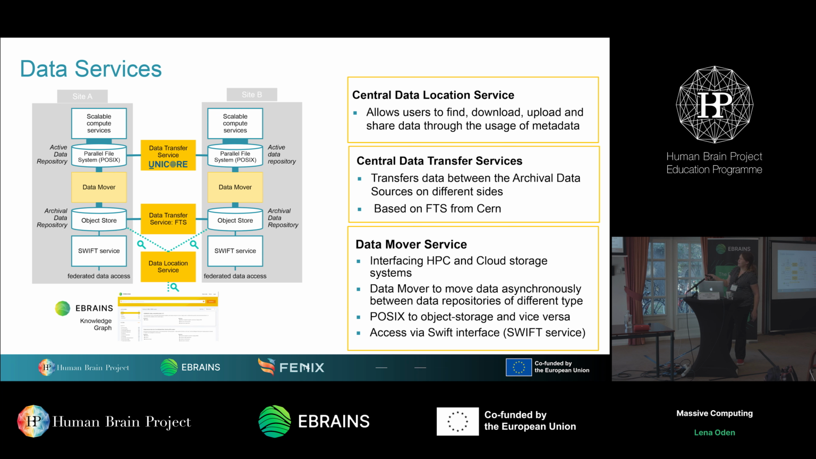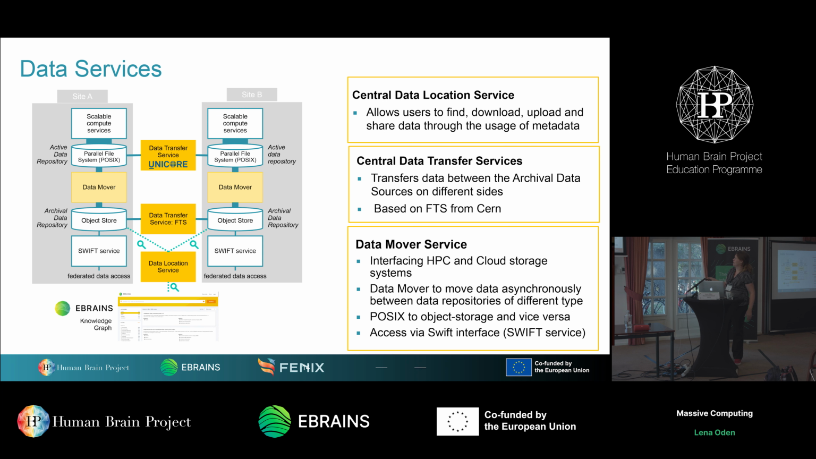You can also transfer data between two parallel file systems. So if you're running on two different HPC sites and want to transfer your data, this is basically enabled by Unicore, and you can use this to get cross-site HPC workflows to transfer the data by using Unicore.